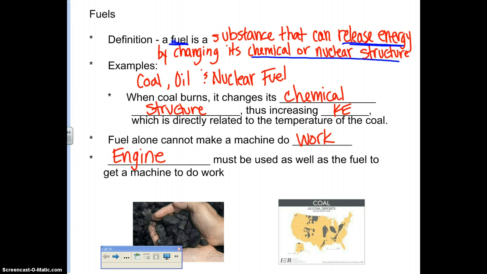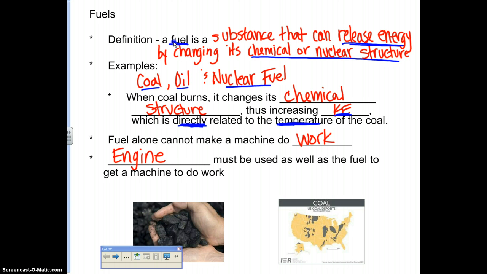So some examples that we have here are coal, oil, and nuclear fuel. We'll talk about more, such as water, hydroelectric, wind, solar, etc. But these are the main ones that you should be aware of at this point in time. So to start this off, when coal burns, it changes its chemical structure, which thus increases the kinetic energy, which is directly related to temperature. KE is directly related to temperature. That's something that you would need to remember there.